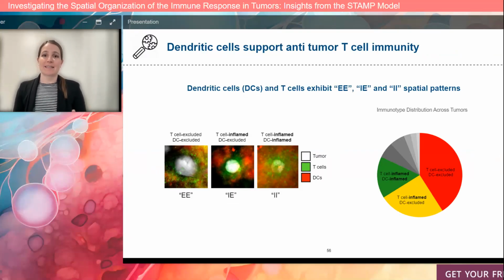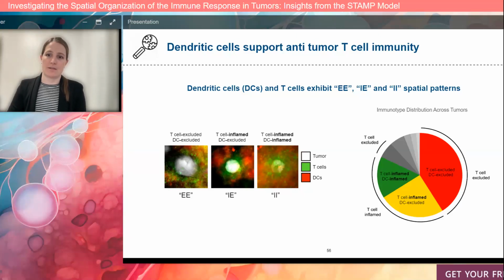And so when we then classified tumors based on both their T cell immunotype and also their dendritic cell immunotype, we observed three primary categories. So our T cell inflamed subset, we could now divide into inflamed tumors that were infiltrated by dendritic cells and inflamed tumors that were excluded for dendritic cells. And we saw that the vast majority of our T cell excluded tumors were also excluded for dendritic cells.